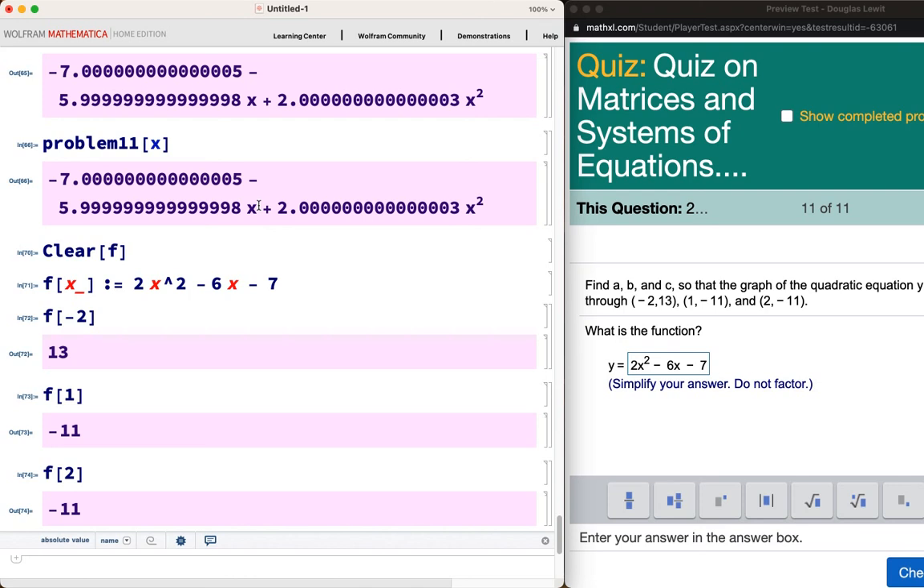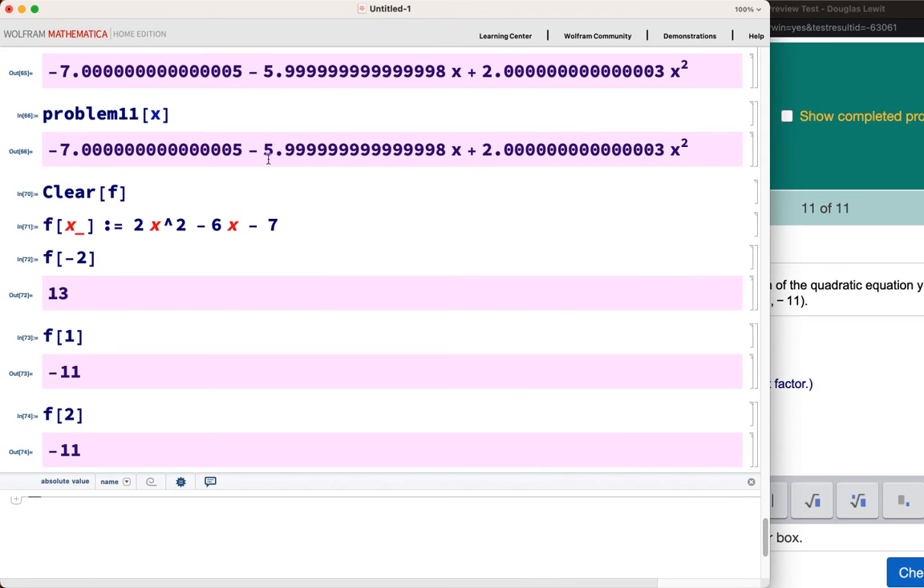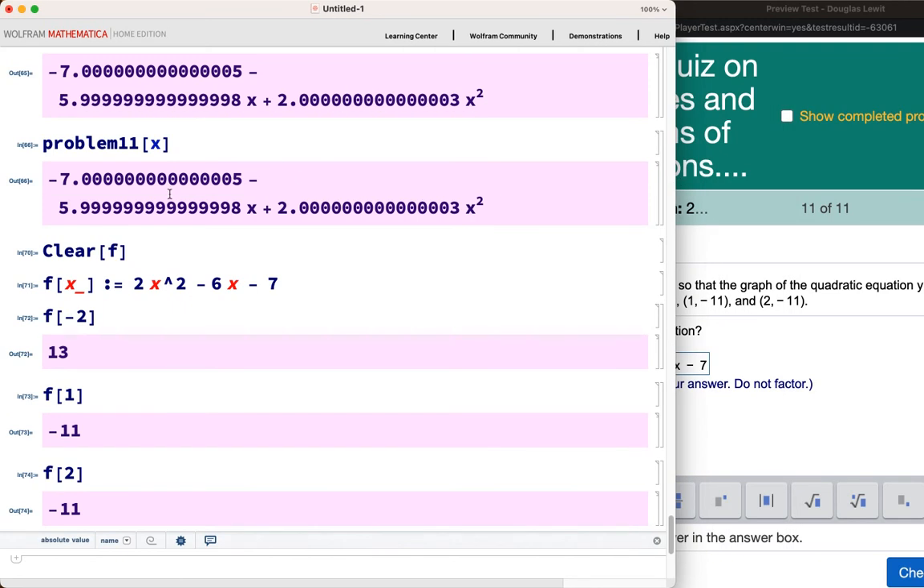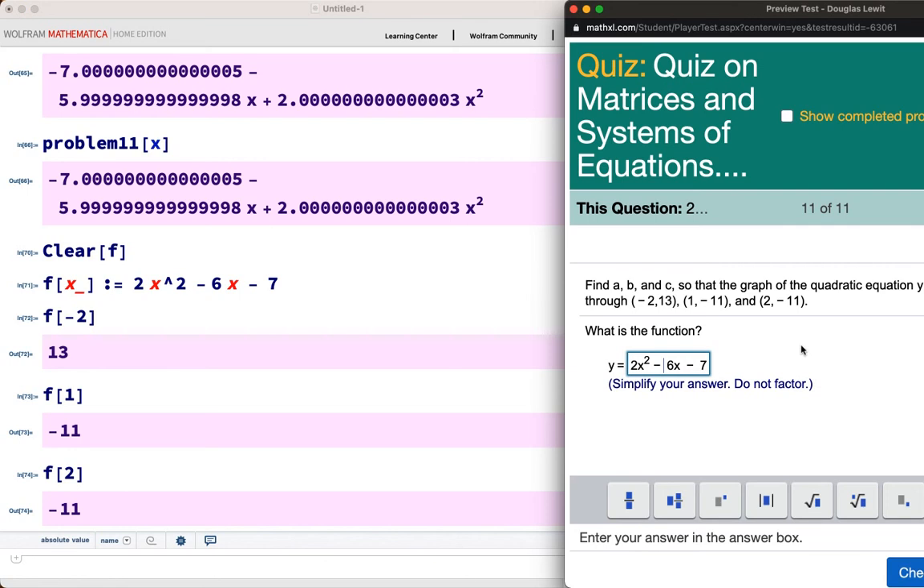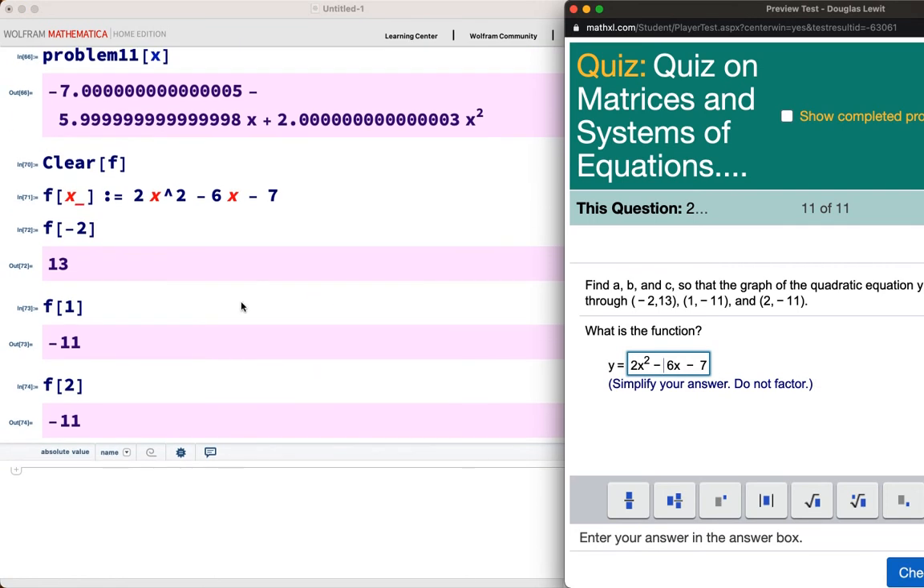I simply didn't see the negative sign right over here, guys. There's a minus sign right here. I made that a plus. That should be a minus, okay? So 2x squared minus 6x, not plus 6x. I didn't see that minus. I put a plus here, but actually this should be minus, right? So 2x squared minus 6x minus 7, and we know it works.